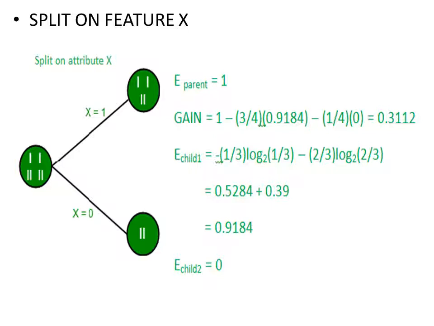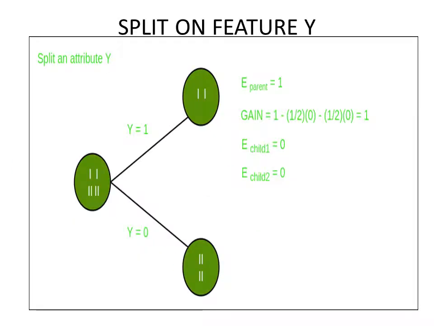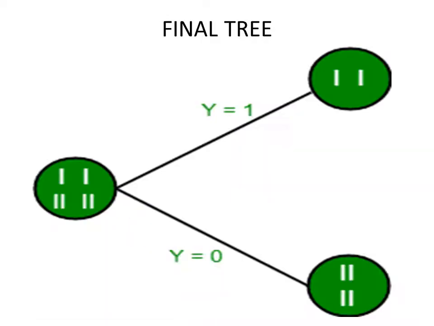Each child 1 is calculated using the entropy formula, and each child 2 is also calculated. So E parent is equal to 1, and gain is calculated as 0.3112. Each child 1 is calculated as 0.9184. So based on the values of X, X is equal to 1 and X is equal to 0, it is classified as class 1 or class 2 here. Similarly, it is split on the feature Y also, and similarly the entropy is calculated. So the final tree will look like this.